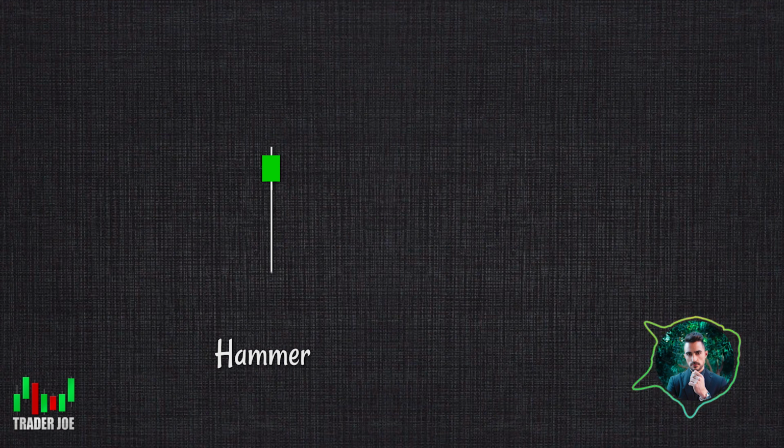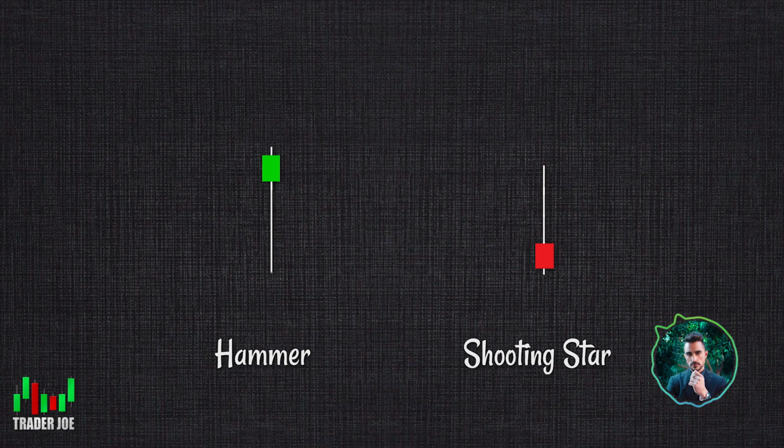The next pattern we are looking at is a reversal pattern containing only one candle. This is the hammer on the bullish side and the shooting star on the bearish side. The hammer is identifiable by the short body near the top of the candle, with a relatively long lower wick. The inverse, aka the shooting star, similarly is identifiable by the short body near the bottom of the candle, with a relatively long upper wick.